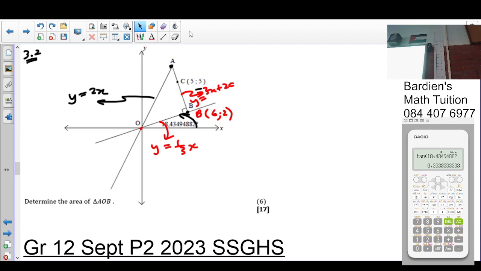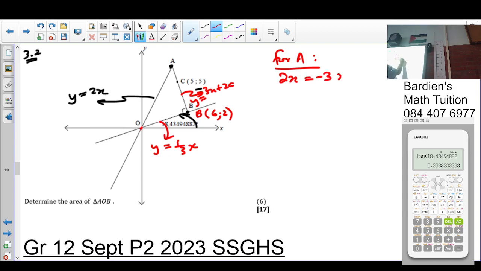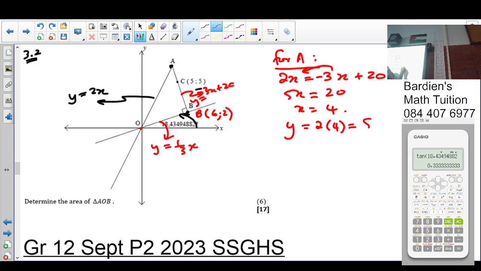So that is B. Right, how can you calculate A? Same method. So for A, you see that the equation of OA equals AB. So of course 2x is equal to negative 3x plus 20. They get over the equal sign, so 5x is equal to 20, x is equal to 4. And then your corresponding y value is 2 times 4, which is 8. Therefore A is going to be 4 and 8.